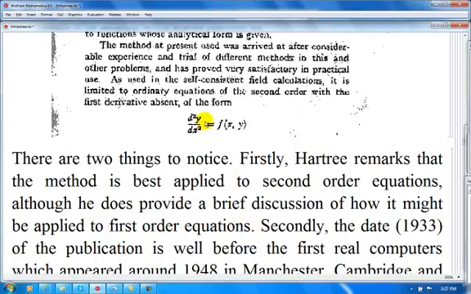Now, this article is from 1933, before any computers, so whatever he discusses in his paper will be done with some kind of desk calculator.